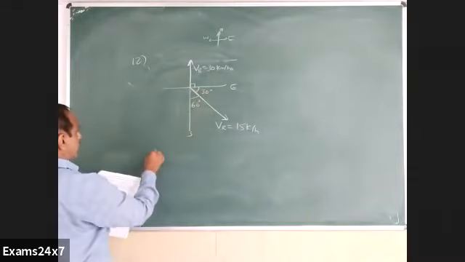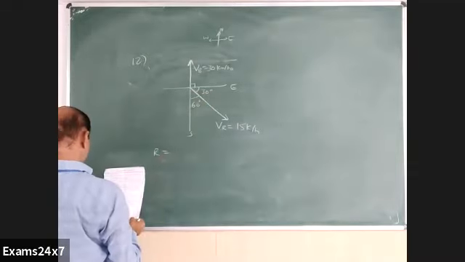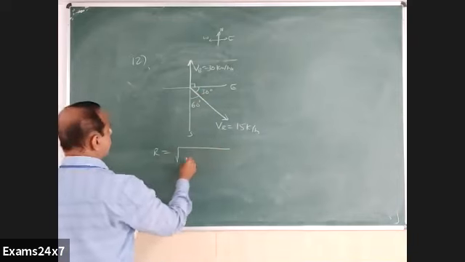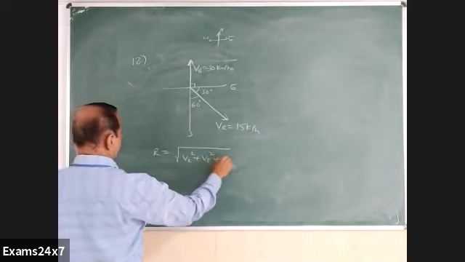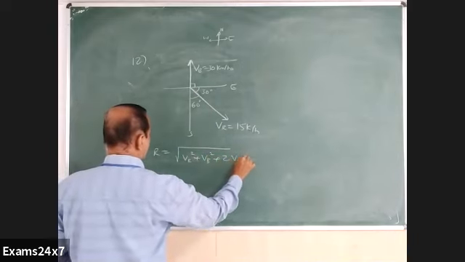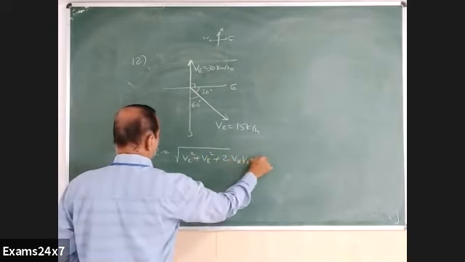Then as usual, resultant velocity is asked. Resultant velocity. So root of VR square plus V of boat square plus 2 VR VB into cos of 120.